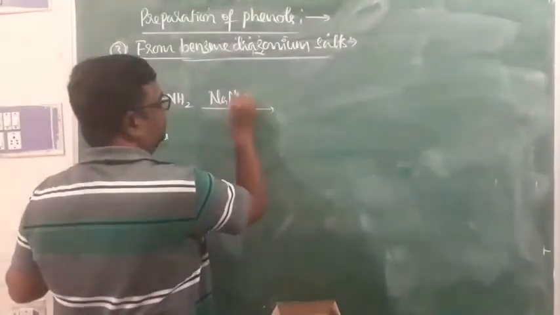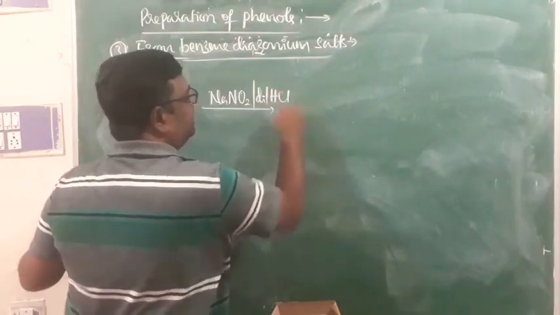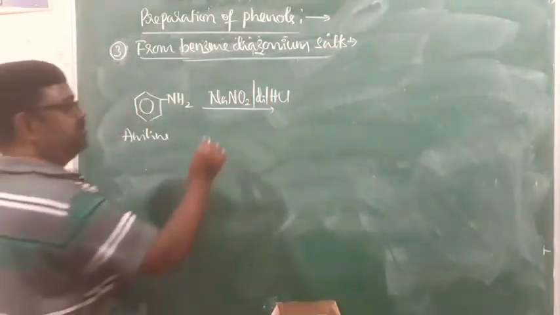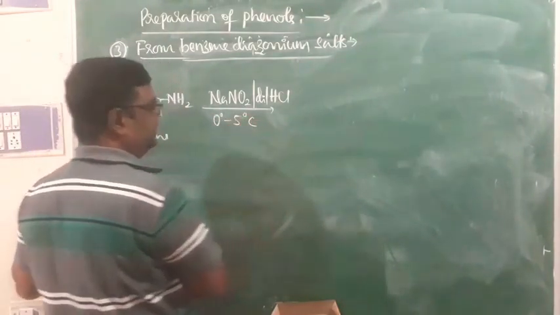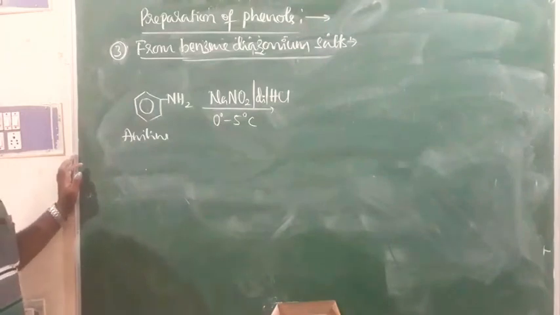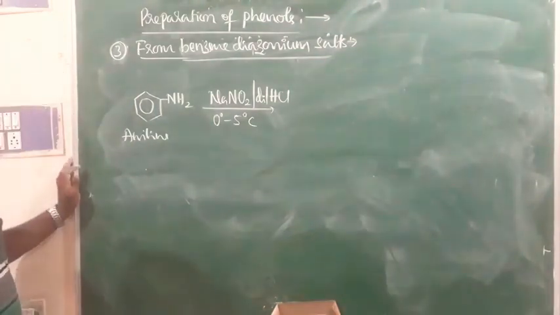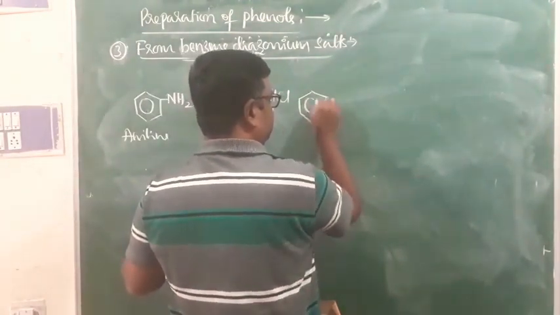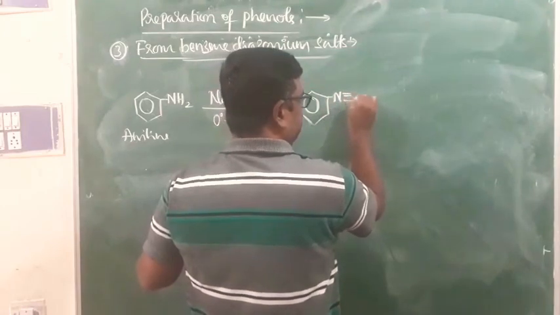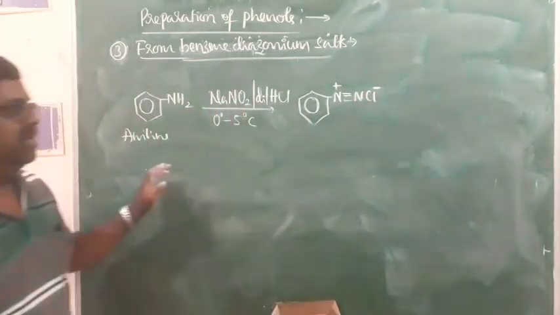When aniline reacts with sodium nitrite in dilute HCl, at about 0 to 5 degrees Celsius, that is 273 to 278 Kelvin, under these conditions you are going to get benzene diazonium salt. This is plus, and of course it will be minus. This is benzene diazonium chloride.